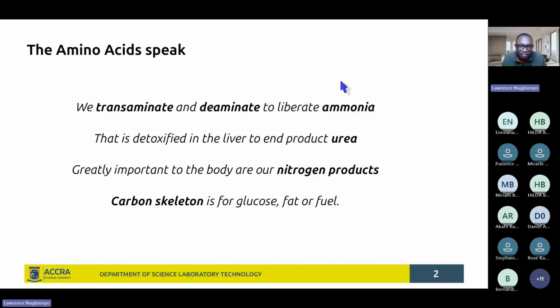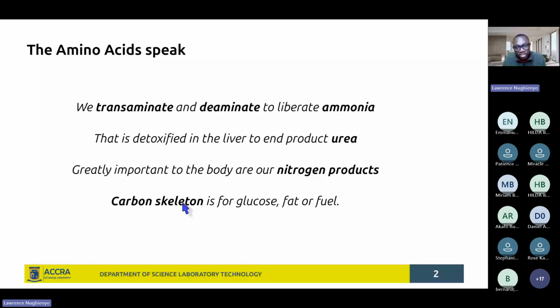Now you remember that the structure of all amino acids is such that you have an alpha carbon on which you have a carboxylic acid group and an amine group, then a side chain, then a hydrogen. Now, if you look at that structure, then you realize that you have a carbon skeleton on which you are having an amine group as well. So if the amine group is removed, you are left with a carbon skeleton. And that carbon skeleton can go into the synthesis of glucose in a process which we refer to as gluconeogenesis.